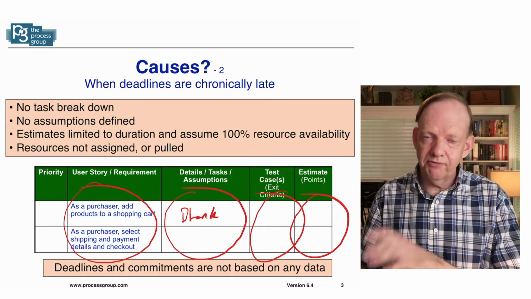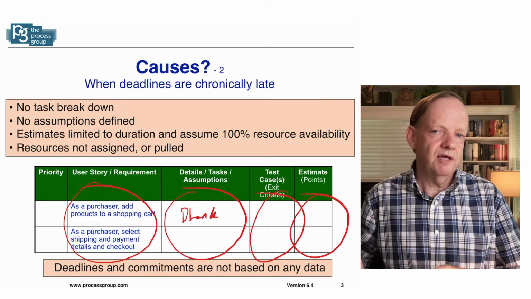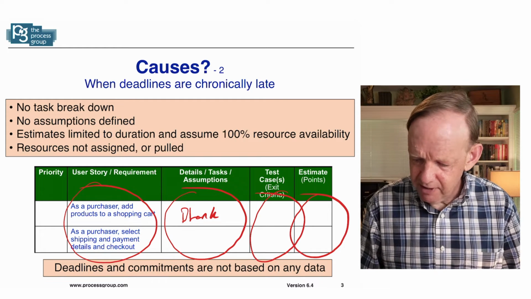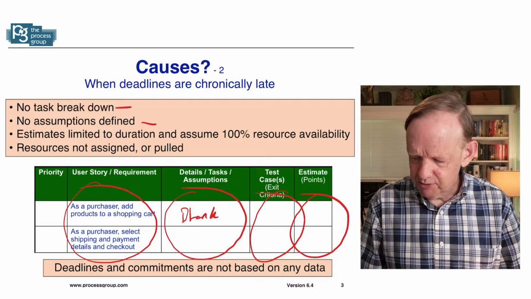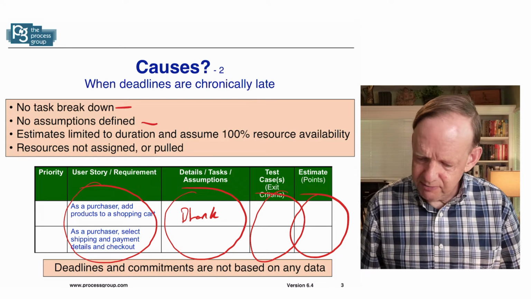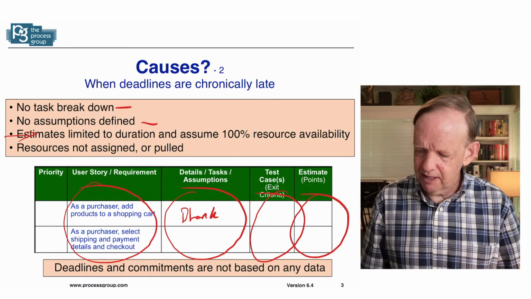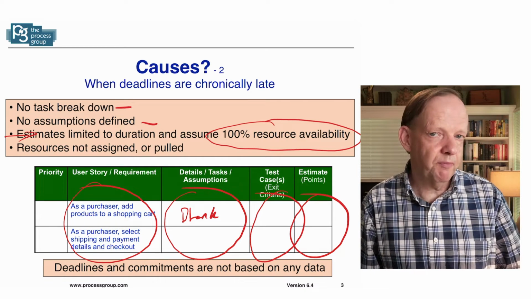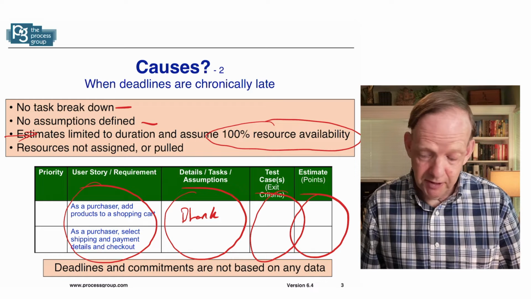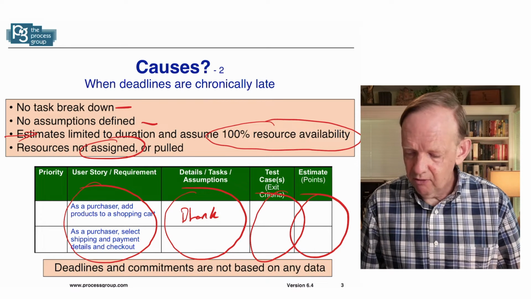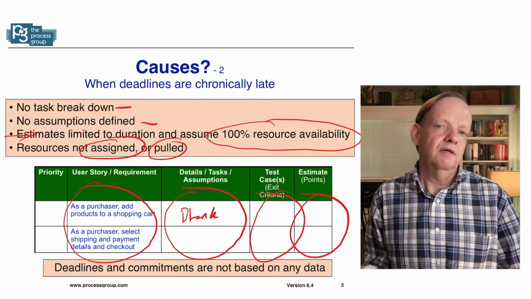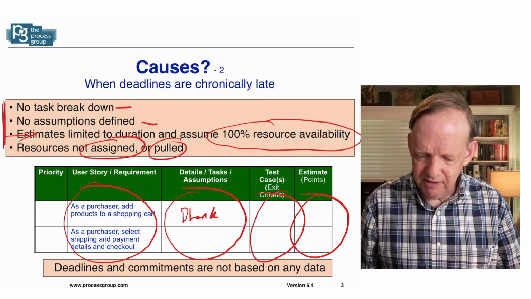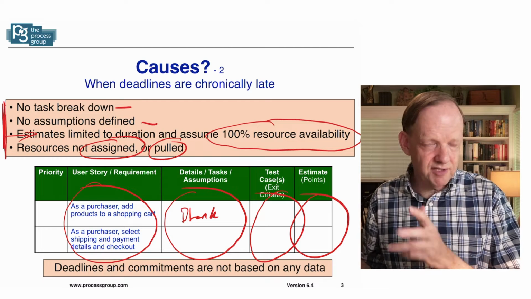They're just going to head down fast as they can, and when they pop their head up at the deadline, they see what's going to be done. And they either ask for forgiveness, or they say the rest will be done later, and they really have no idea. So here we have no task breakdown, no assumptions defined. Estimates are limited to duration or the deadline. We're assuming we're 100% available, which we may not be, and could be resources not assigned correctly, or they're being pulled elsewhere, and therefore we don't have the resources we need.